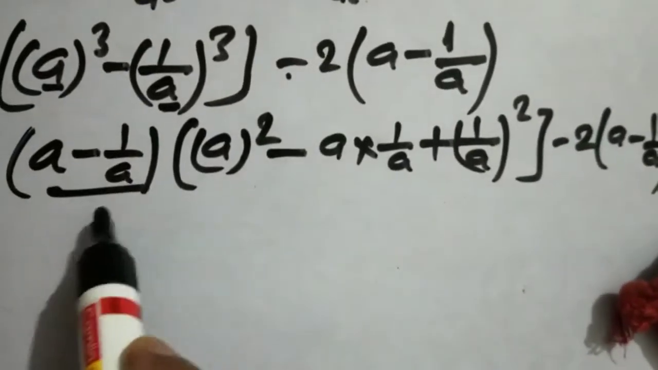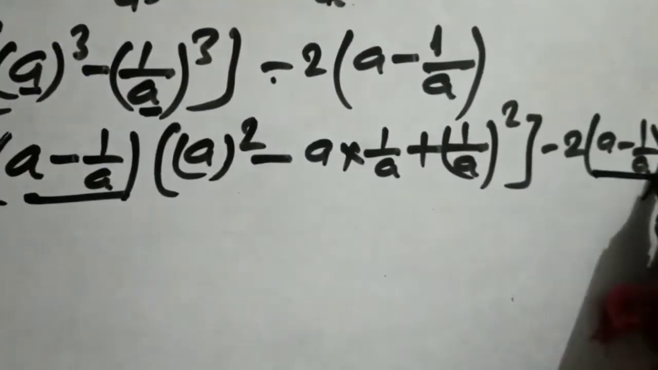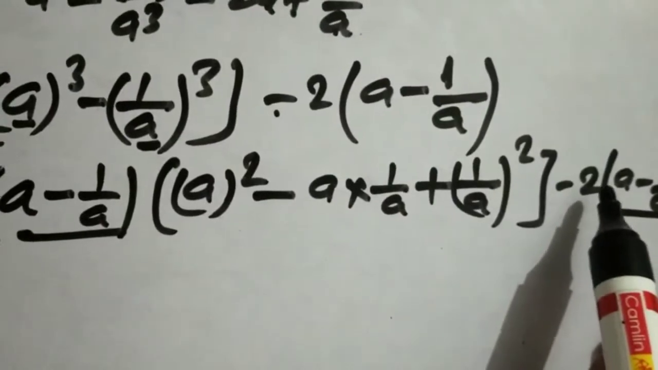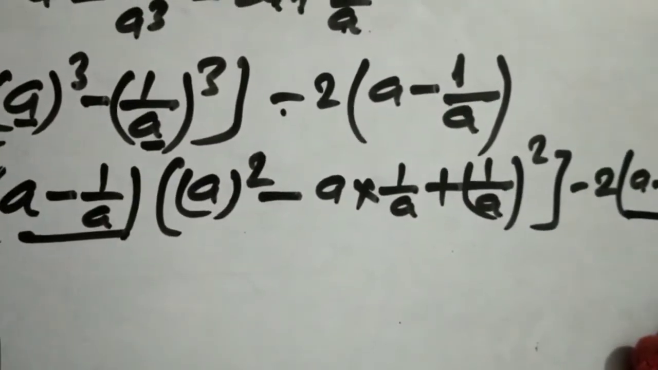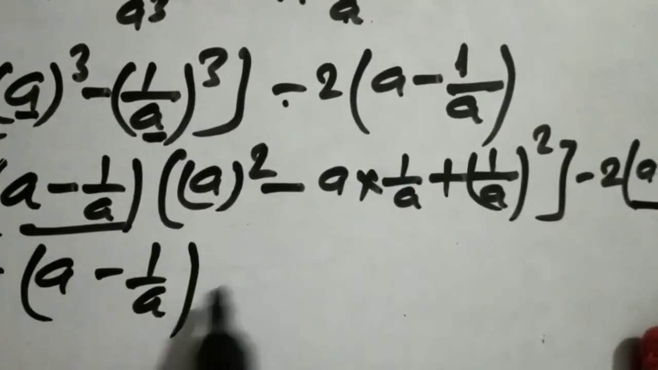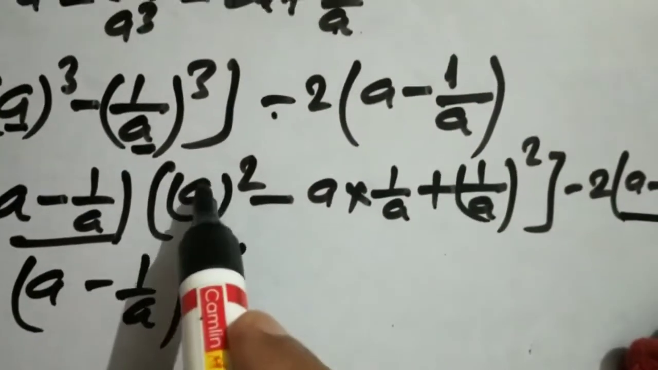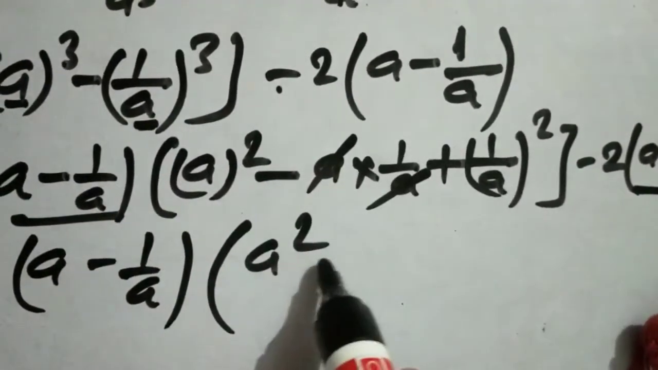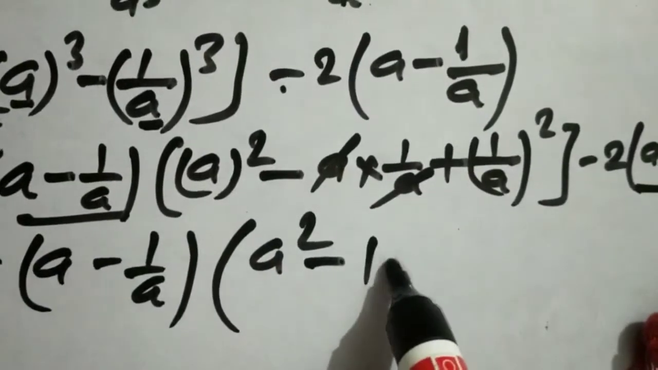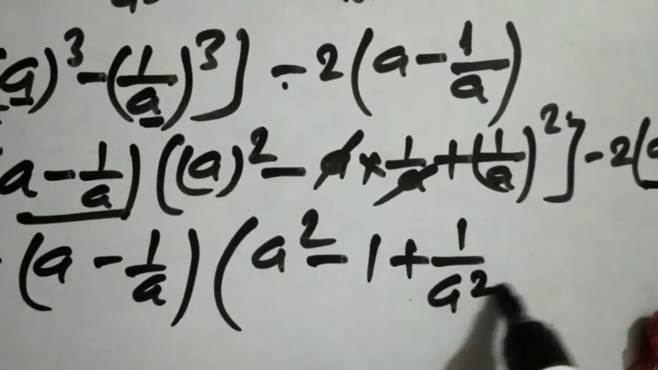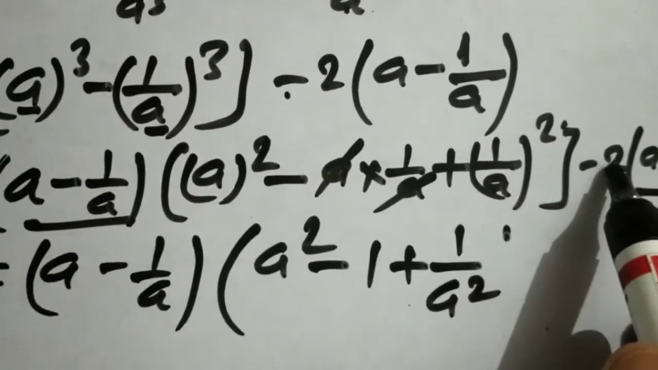Okay, now you can see this a minus 1 by a, and here also in the second term we have a minus 1 upon a, so it will be common. A minus 1 upon a will be common. Then we are left with a the whole square will be a square, and this a cancels with this a, minus 1 will be left here, and plus 1 square is 1, and a the whole square will be a square, and minus 2 will be left here.